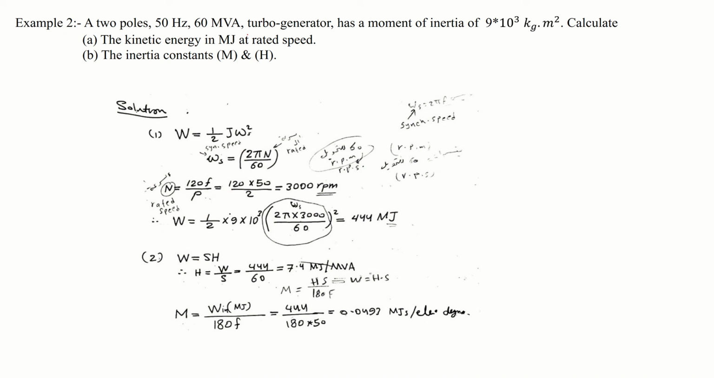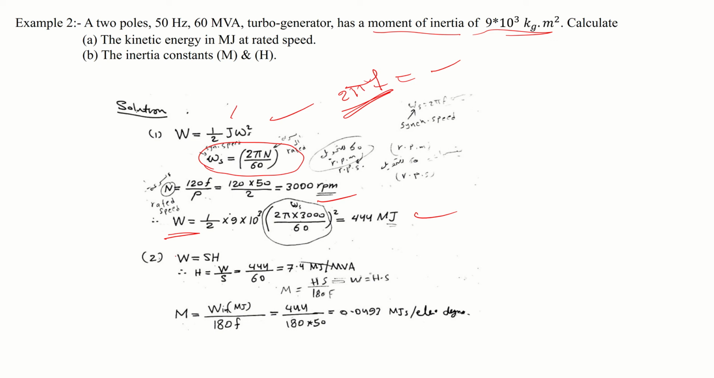A 2-pole 50 Hz 60 megavolt ampere turbo generator has a moment of inertia with this value. Calculate the kinetic energy in megajoule at rated speed. This is the formula of kinetic energy: we have the moment of inertia J, 9 times 10 to the power 3, and omega is the synchronous speed squared. You can calculate the synchronous speed using this formula, or by 2 pi f. F is 50 hertz, so you get this value, which is the same either way. Now we have the moment of inertia and omega s, and you will get this value.